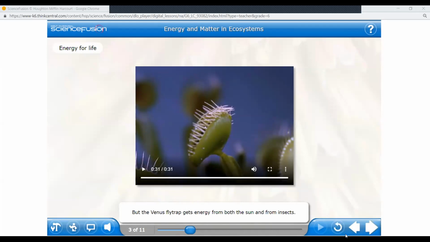See, we haven't heard before that even plants, they eat, it's a carnivore. It takes energy from sunlight and also it traps the fly. That's why it's called Venus flytrap. It traps an insect and takes energy from that.